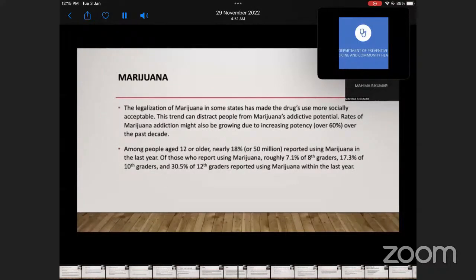Marijuana. The legalization of marijuana in some states has made the drug's use more socially acceptable. The rates of marijuana addiction might also be growing due to increased potency over the past decade. Among those aged 12 or older, nearly 18% reported using marijuana in the last year. Of those who report using marijuana, roughly 7.1% of the 8th graders, 17.3% of the 10th graders, and 30.5% of the 12th graders report usage.